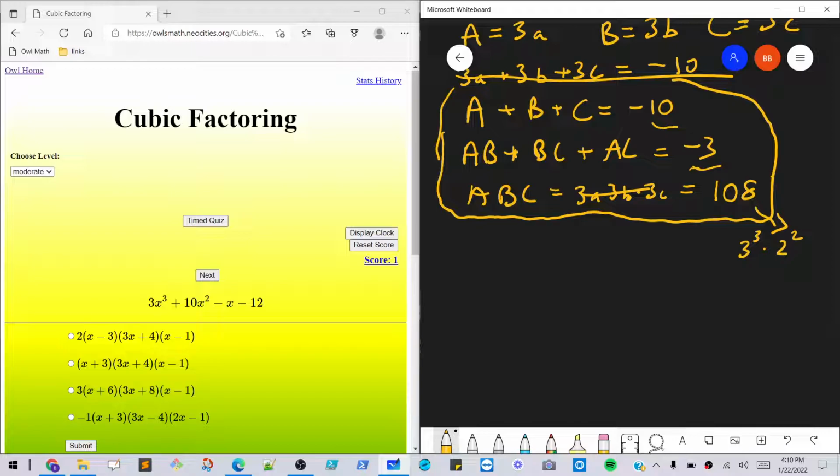So 2 of these are going to be negative, 1 is going to be positive. And I'm not going to do anything with that right now, but I'm going to come back to that. So maybe I'll make a little note here. We'll just say 2 are negative, 1 is positive.